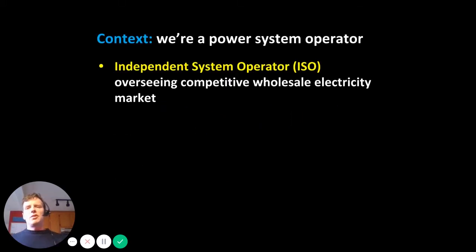So the context here is that we are going to put ourselves in the shoes of a power system operator. Now, that can mean two different things from our discussion of the history of the electric power industry. You should know that there are two different ways that the electric power industry is operated in the United States. We have independent system operators, or ISOs. These are third-party, not-for-profit organizations that oversee competitive wholesale electricity markets.